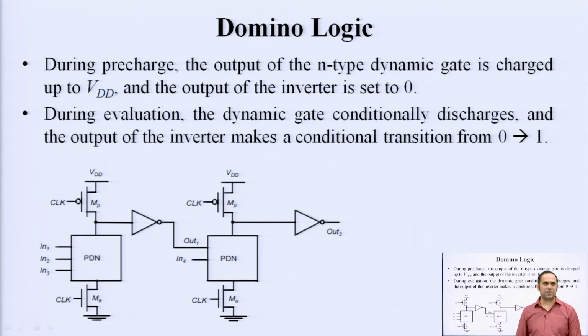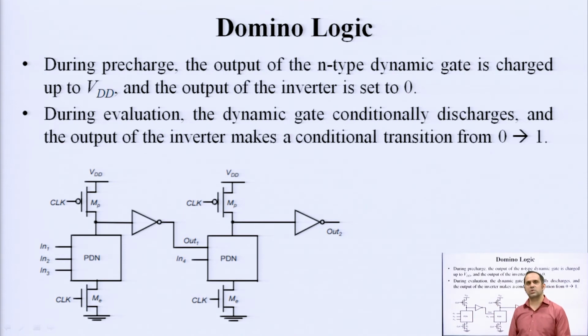This is again a brief summary of the working which I have just explained. So, during pre-charge, the output of the n type dynamic gate is charged up to VDD, the standard procedure, and the output of the inverter is set to 0. Okay. And during evaluation, depending upon the logic which you are testing, conditionally your gate can discharge. Well, there is nothing to discharge in the next stage, okay, because it is already logic 0 at the input. Okay. Either it can discharge or the output of the inverter can make a conditional transition from 0 to 1. So, that is the only possible transition left.